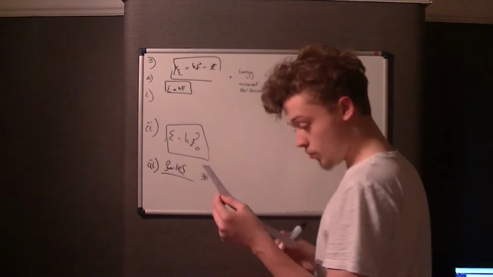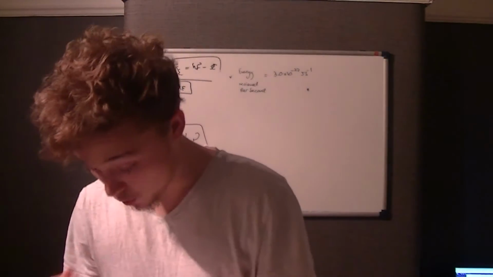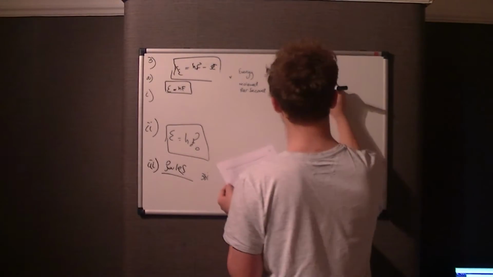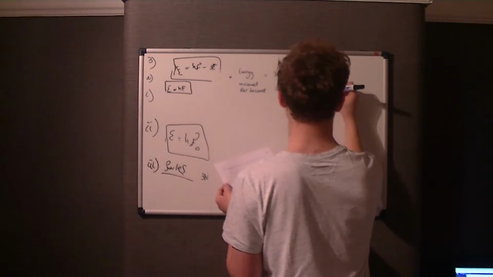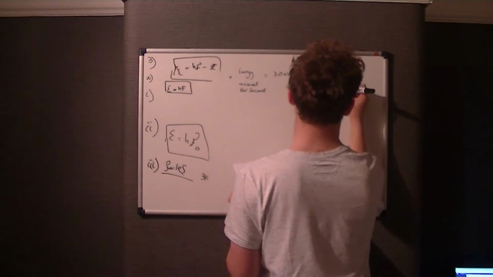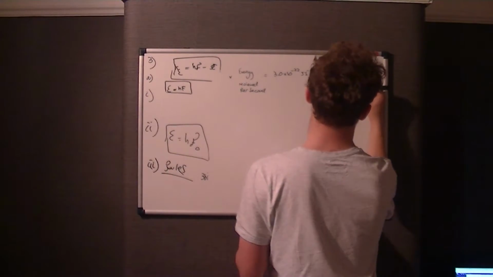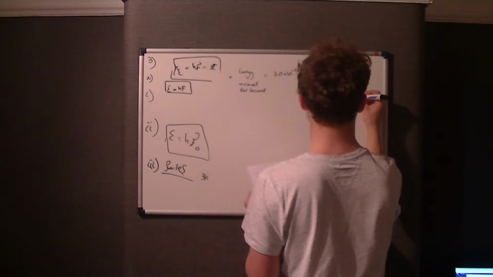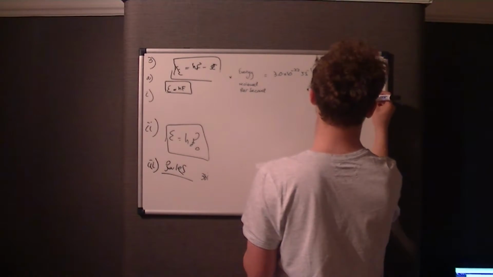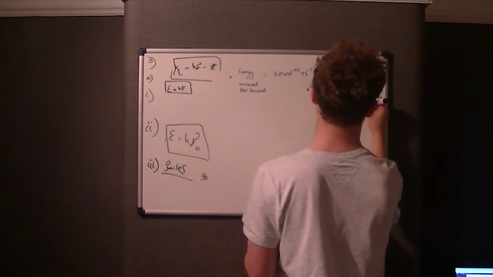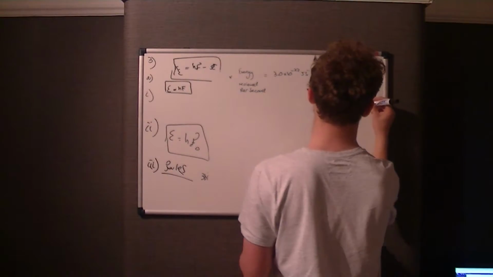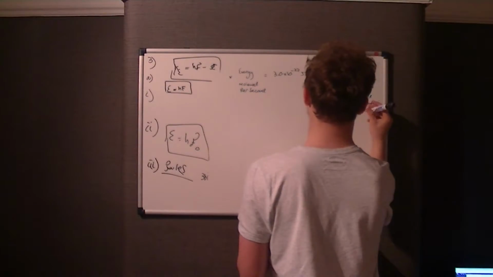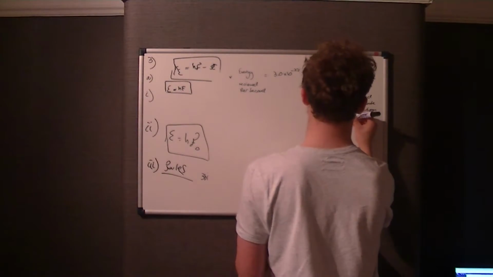And we're told that the minimum energy required to liberate this electron is 6.8 times 10 to the minus 19 joules. So that's a minimum energy required to liberate an electron from the surface.